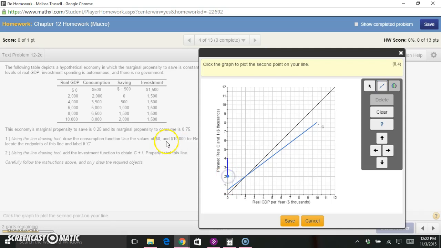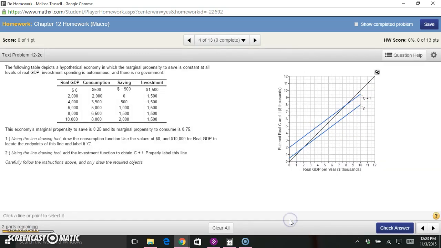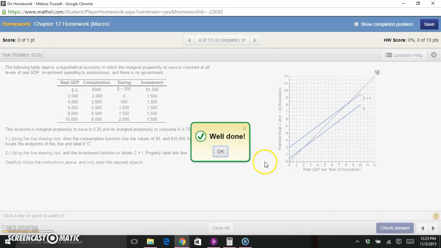Likewise for my 10,000 GDP, I have 8,000 in consumption and 1,500 in investment, so I'm going to go up to 9.5 to get my consumption plus investment. I'll go to a GDP of 10, and look again in the right-hand corner to make sure I'm in the right place. I want the point 10, 9.5. There we go. I can click that, and I want to label that C plus I, because that's now my consumption plus investment. Save that and check our answer. And we did well. Good.